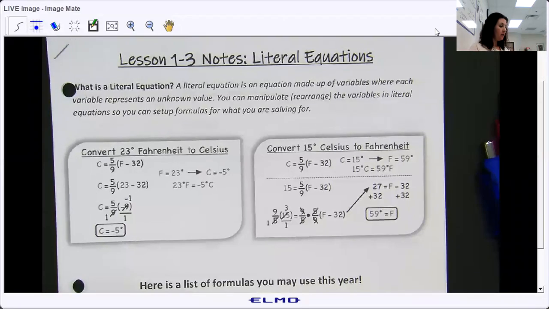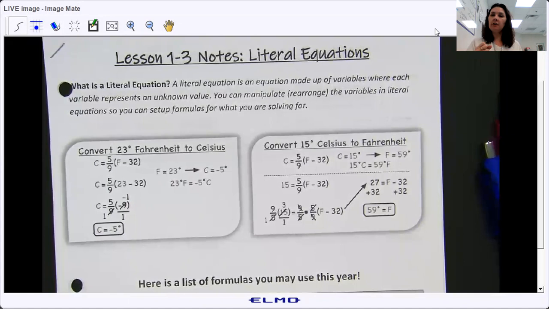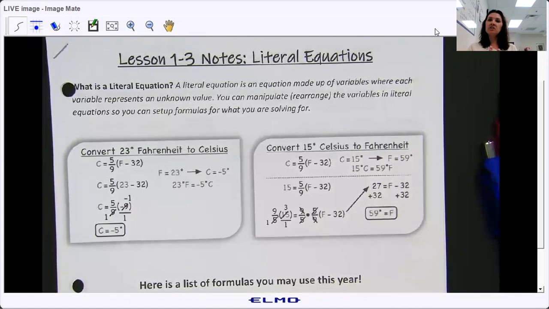Okay, so right now we are going to do lesson 1-3, literal equations. All that a literal equation is, is an equation full of variables that you rearrange to solve for a specific variable. I'm going to say that in a different way. It's an equation full of variables where you choose one of those variables and you set the equation equal to that variable. And I will demonstrate what that looks like in just a minute.